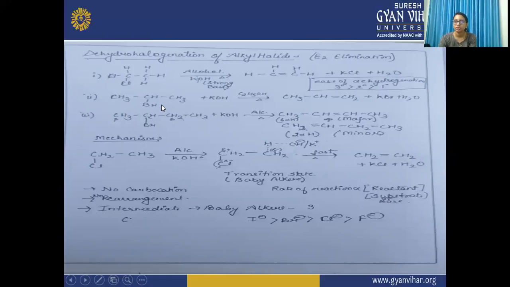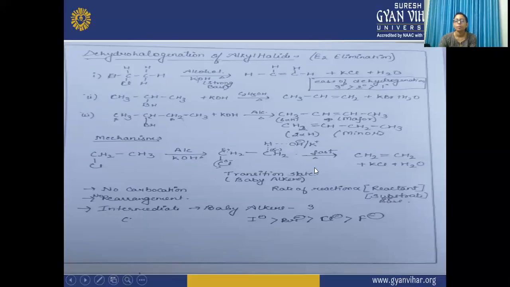That is the tertiary, secondary, and the primary. So here you can see the tertiary does not give any. Here you can see the alcohol. Alcohol is with KOH strong base. This is reacting with the strong base, and here there is a formation of alkene, KCl, and the H2O. These are the same reactions in which we are getting the two products, that is the major and the minor.